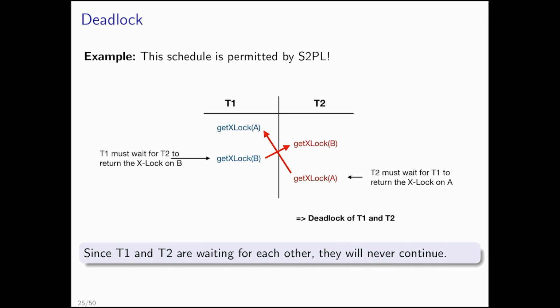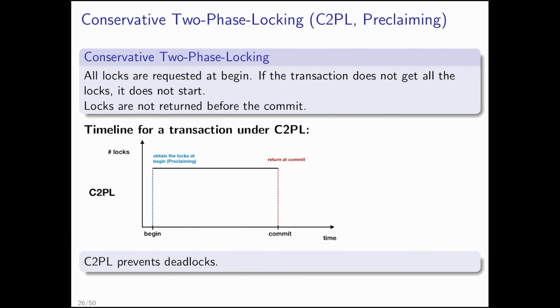And that's also something you have to handle in such a system, because if all your transactions lock up, the system will not make any progress. They will never continue. There are a couple of fixes for that. One is called conservative two-phase locking, C2PL, or pre-claiming. Here the idea is you get rid of the growing phase completely. That means there's an atomic operation.